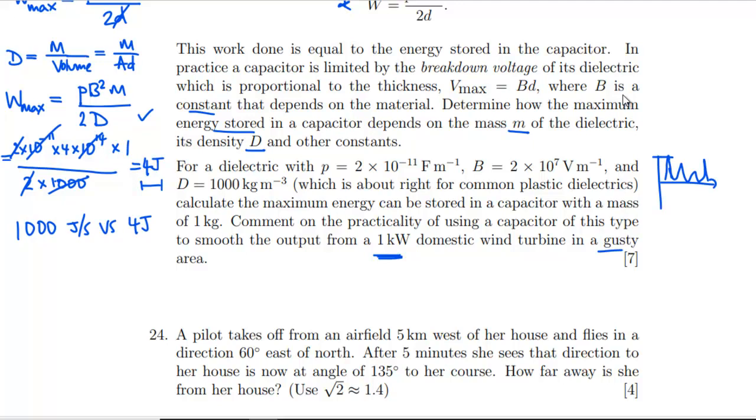I mean, the 4 joules is just too small. So we'd need a lot more of those capacitors in order for this to be in any way effective at smoothing out these drops in the wind power that we've got going on here.